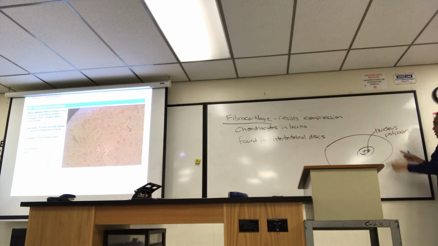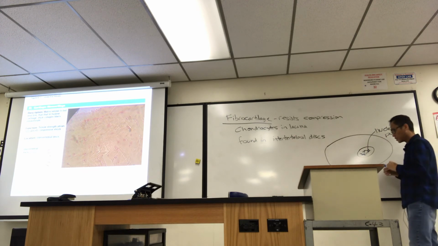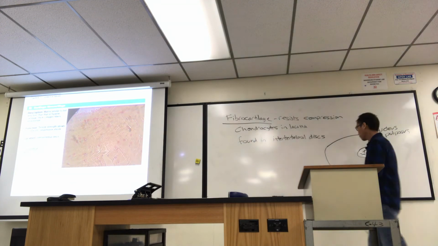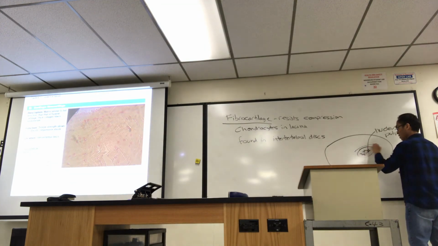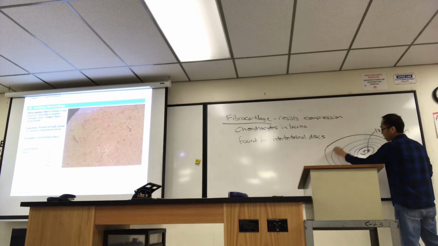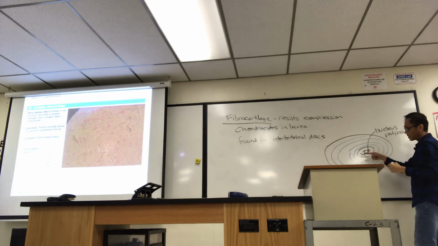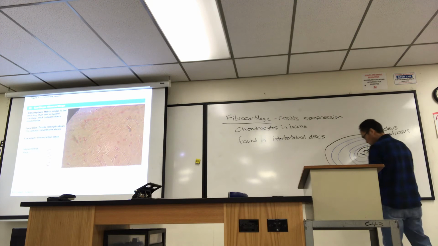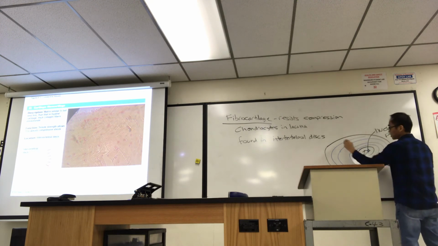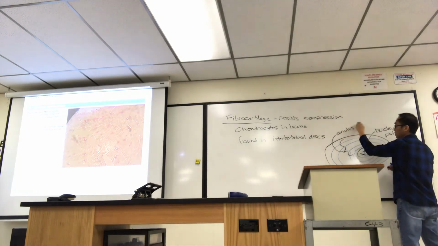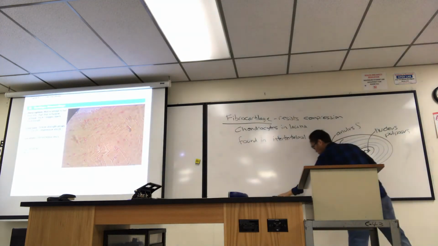Don't need to know that. What you need to know is the tissue surrounding the nucleus pulposus. They have many layers of fibrocartilage, and those many layers they refer to as the annulus fibrosus. That's where you've got your cartilage. So all these layers of tissue here, annulus fibrosus.